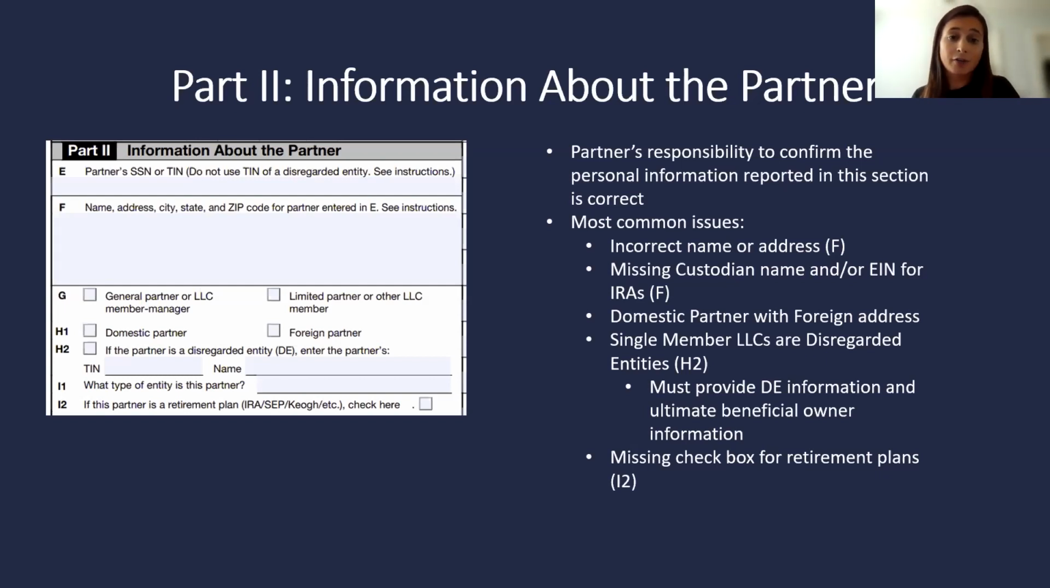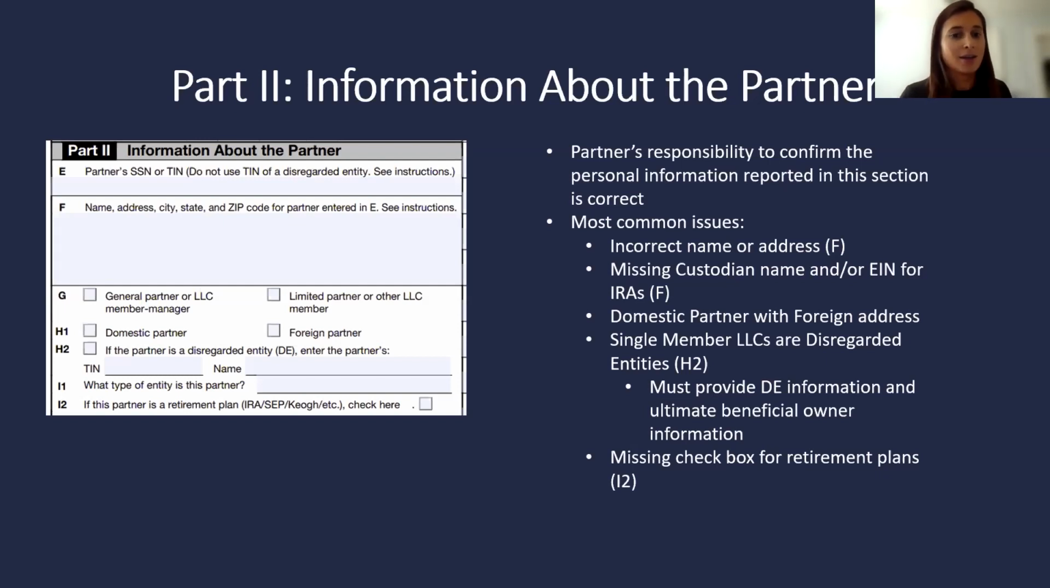Another area for improvement for all of us would be identifying the domestic and foreign partners. So sometimes we'll have partners who are domestic, but they only include a foreign address. And so our tax team could see this foreign address and assume it's a foreign partner. So it's really necessary for you as an investor to make sure it's clear who you are and which box should be checked in that circumstance.